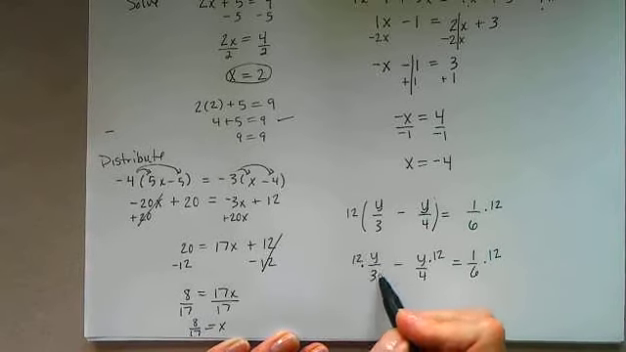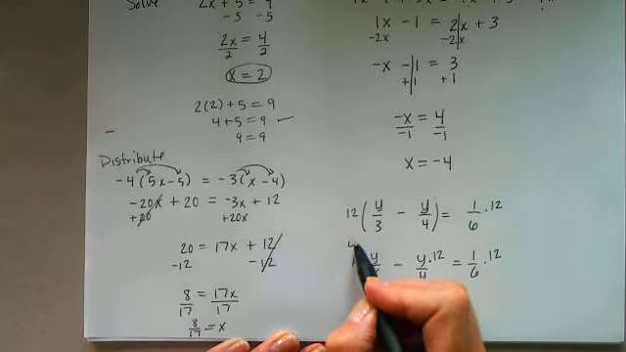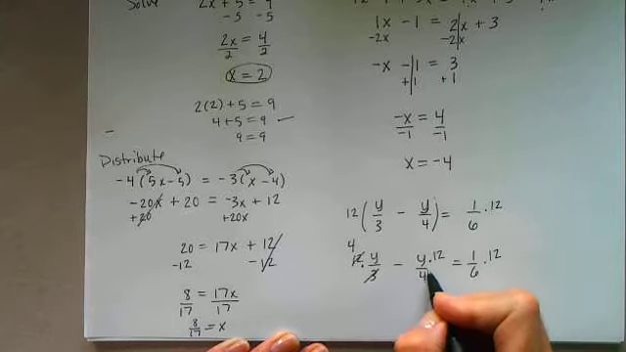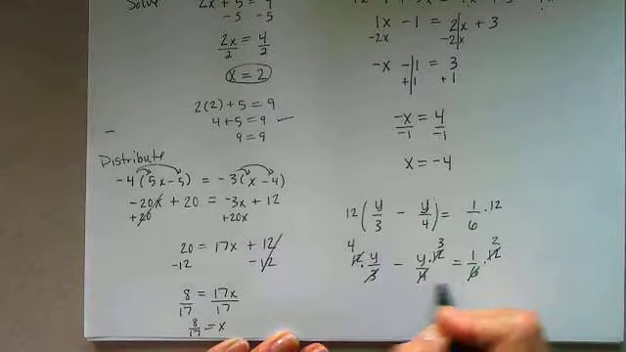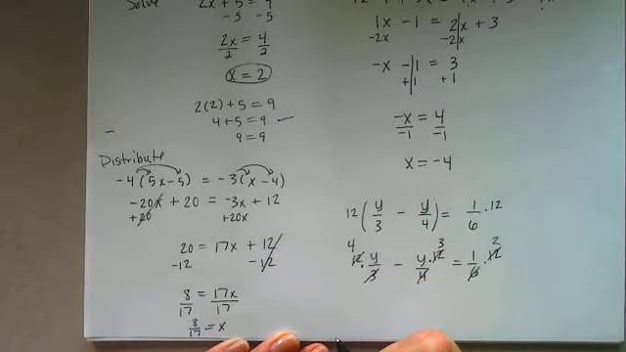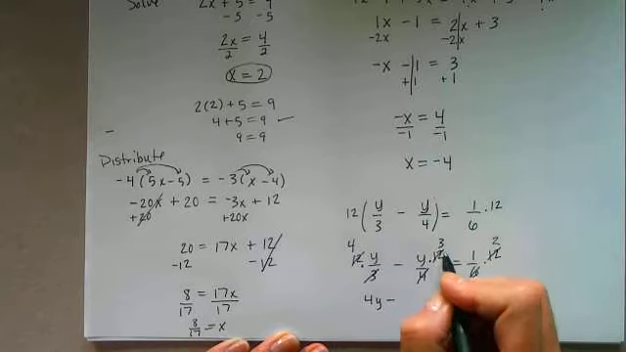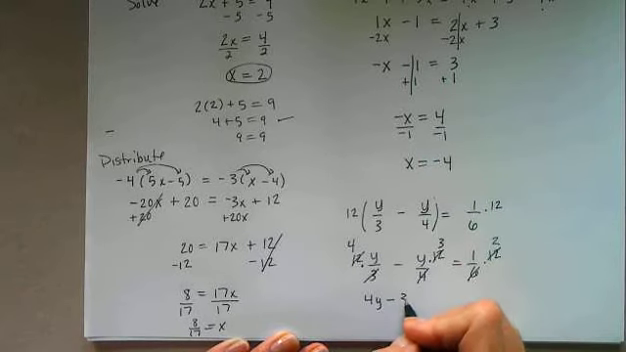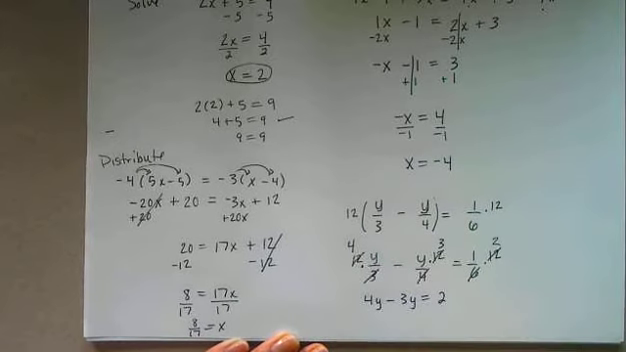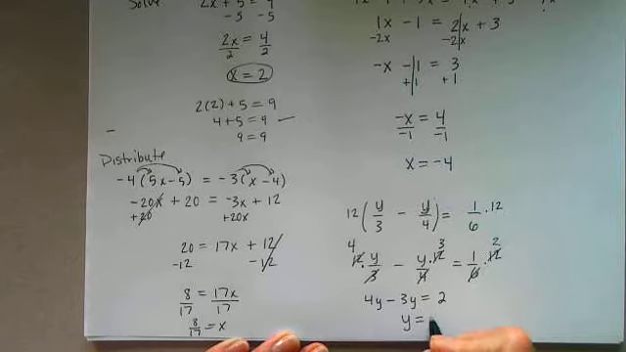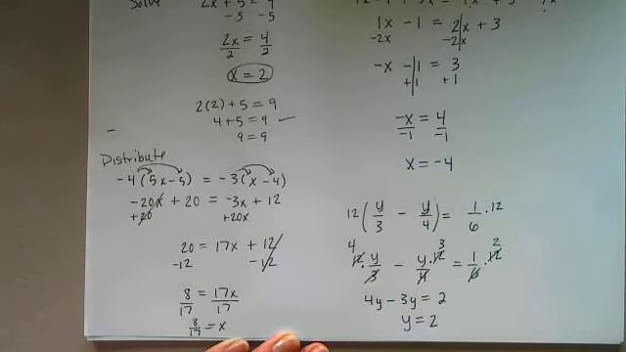So that allows me then to reduce, and when I reduce, all my denominators will be gone. I will no longer have to deal with fractions. So now I have 4 times y minus 3 times y equals 2 times 1. 4y subtract 3y is 1y, and I'm done, y equals 2.